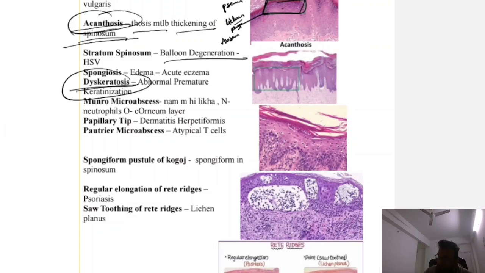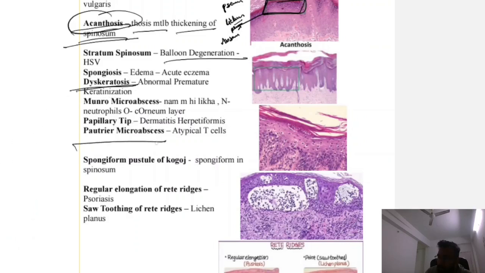Then Munro microabscess. What is Munro microabscess? The presence of a group of cells, of neutrophils, in the corneum layer is known as Munro microabscess. If the neutrophils are present in the spinosum layer, then it is spongiform pustule of Kogoj. Now we have the papillary tip. If there is a microabscess present on the papillary tip, then it is dermatitis herpetiformis. We have learned about the papillary dermis and reticular dermis, so if it is present at the papillary tip, it is seen in dermatitis herpetiformis.